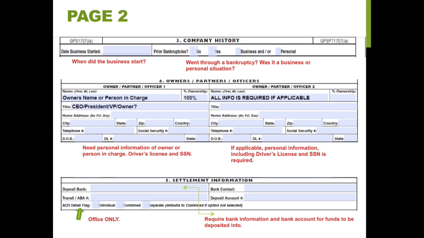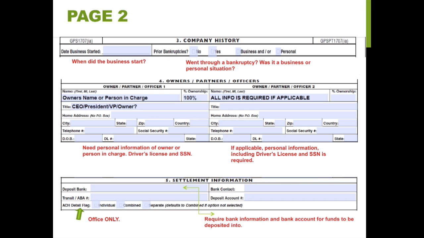To the right, we have prior bankruptcies. Now, please select no if there hasn't been any bankruptcies, but if there has been, then please select yes. And if there has been, then please indicate whether the bankruptcy involved the business or the owner.